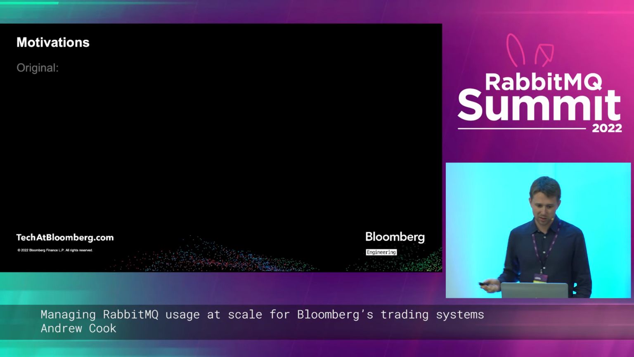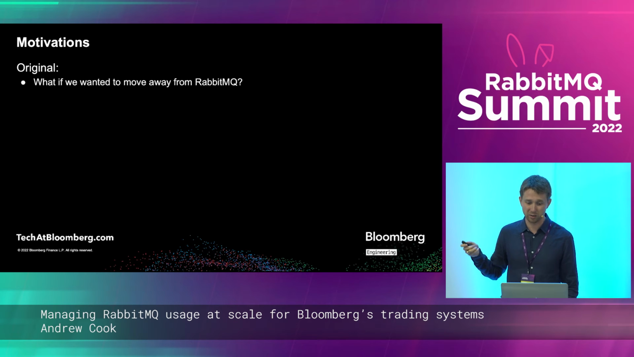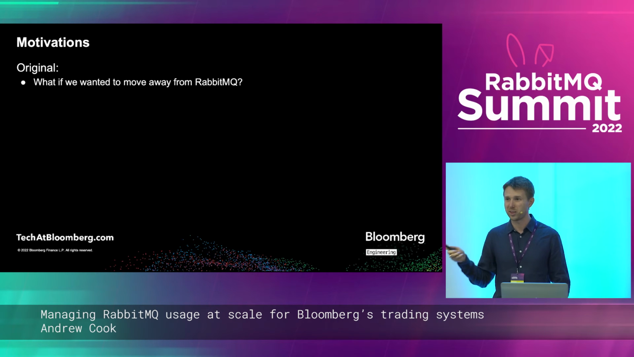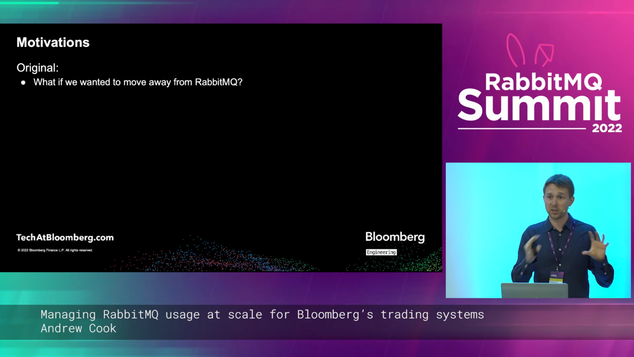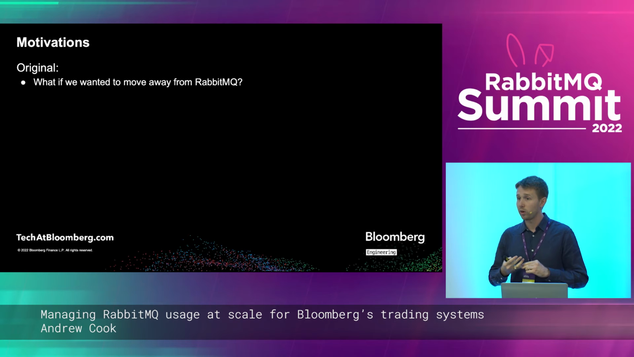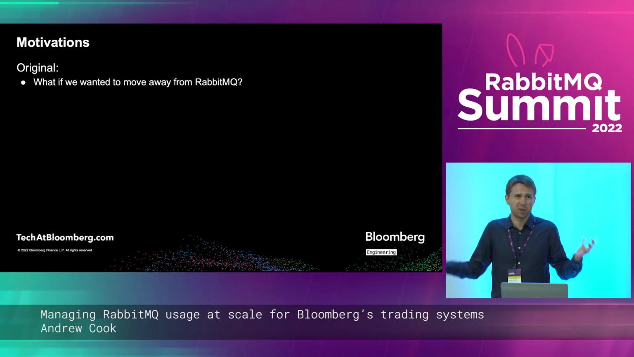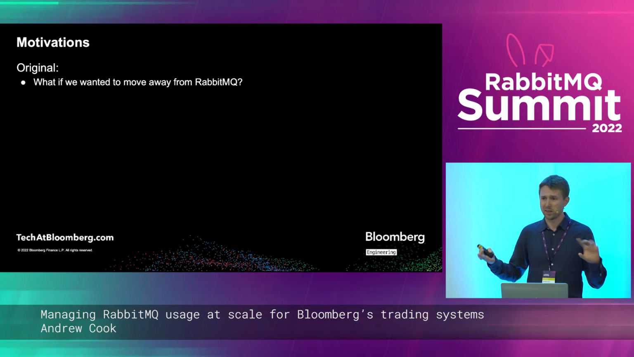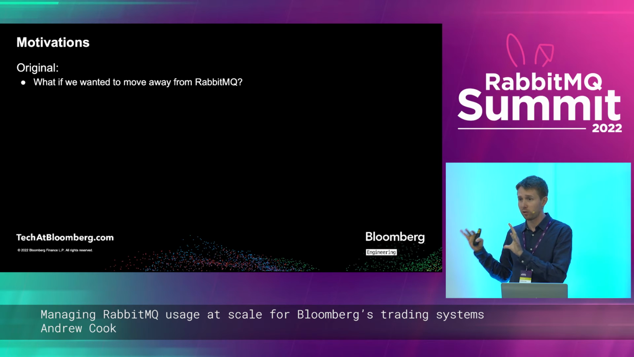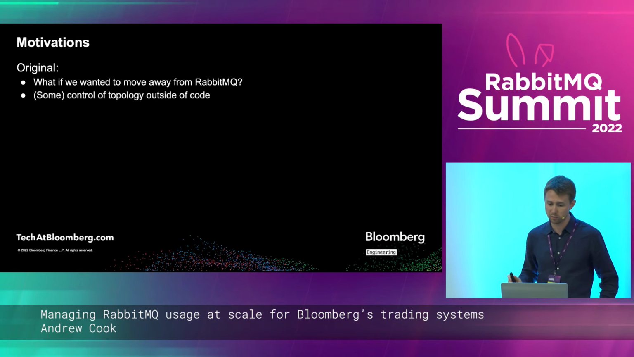What were the motivations? Originally, our motivations were interesting. The first question really was, what if we want to move away from RabbitMQ? We thought there would be some use to abstracting away the particular details of how we were using resources and what we were doing, and try to simplify things. Basically, you're publishing or consuming messages. Let's not hard code that information about RabbitMQ into the application. Let's put that into an external system.